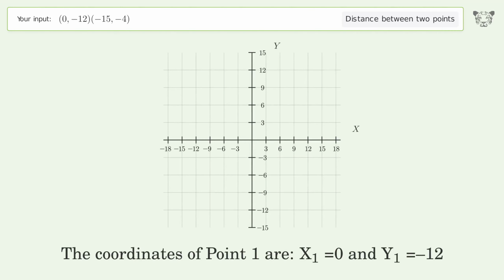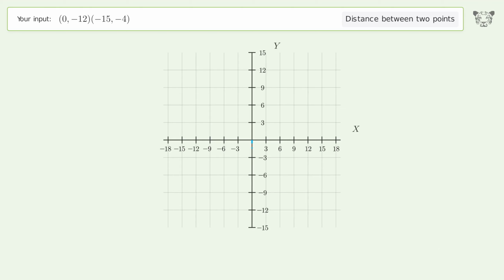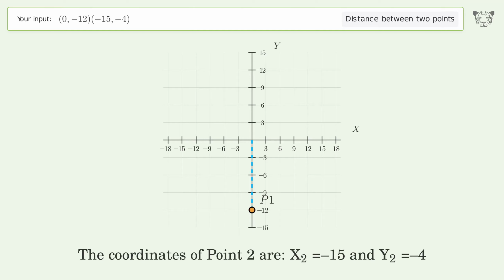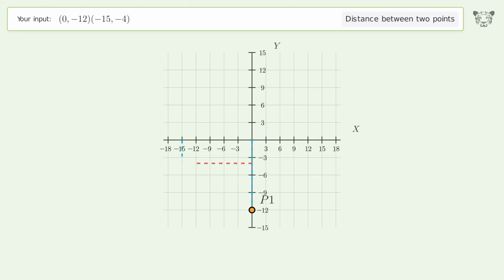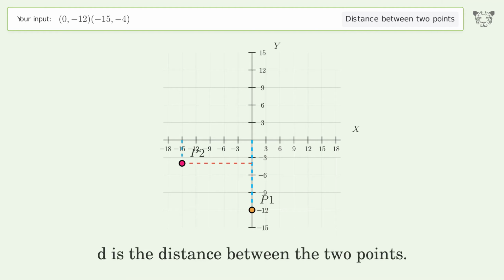The coordinates of point 1 are x1 equals 0 and y1 equals -12. The coordinates of point 2 are x2 equals -15 and y2 equals -4. D is the distance between the 2 points.